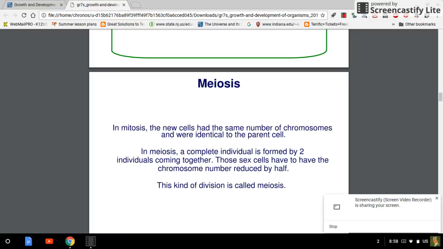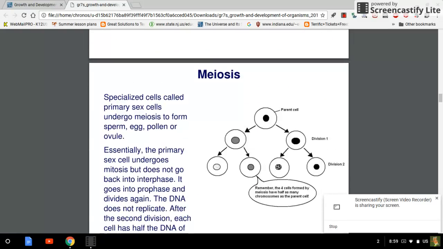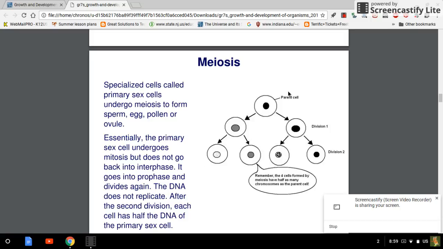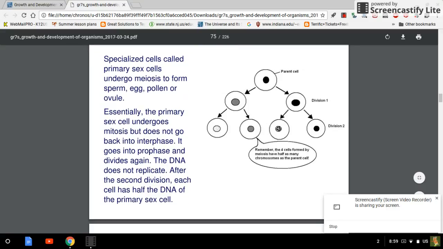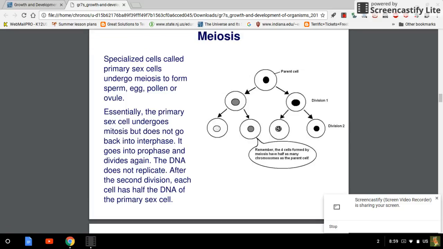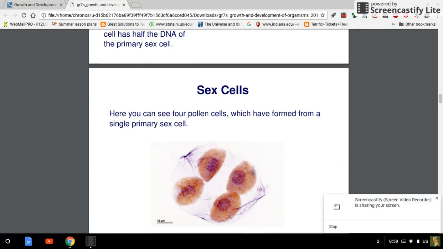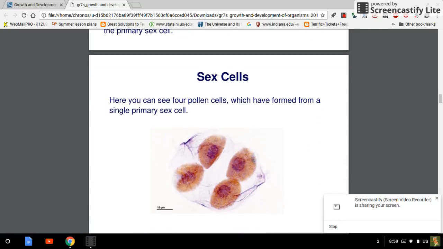Those sex cells have to have the chromosome number reduced by half. This kind of division is called meiosis. Okay, so we have specialized cells called primary sex cells, that's right up here, that undergo meiosis to form sperm, egg, pollen, or ovule. Essentially, the primary sex cell undergoes mitosis, but does not go back into interphase. So it goes through one set of mitosis, does not go back to interphase, and then divides again. So the DNA does not replicate after the second division. So each of the cells that result has half the chromosomes of the parent cell. So here you can see 4 pollen cells, which have formed from a single primary sex cell.